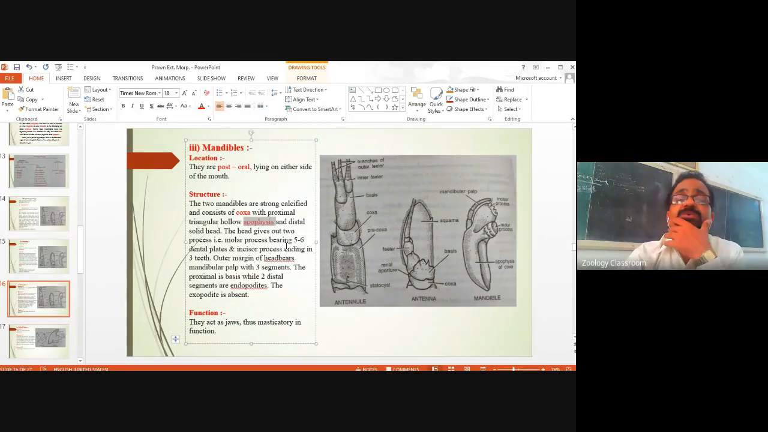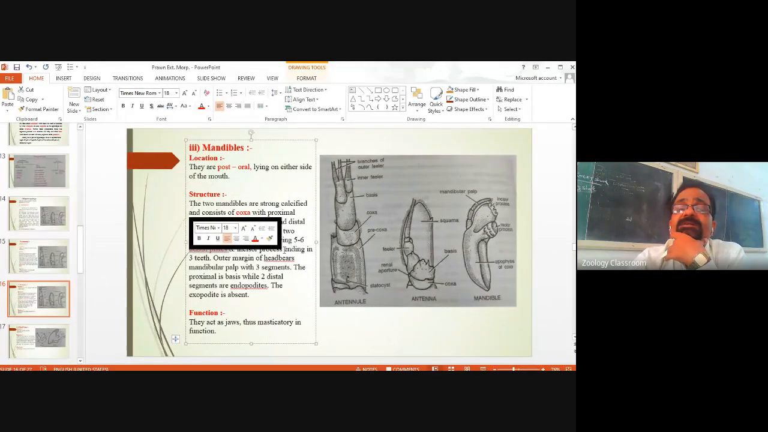Now the head gives out two processes. Which two processes? One is the molar process, bearing 5 to 6 dental plates. See, these are the molar process. 1, 2, 3, like that 5 to 6 dental plates are present on it.